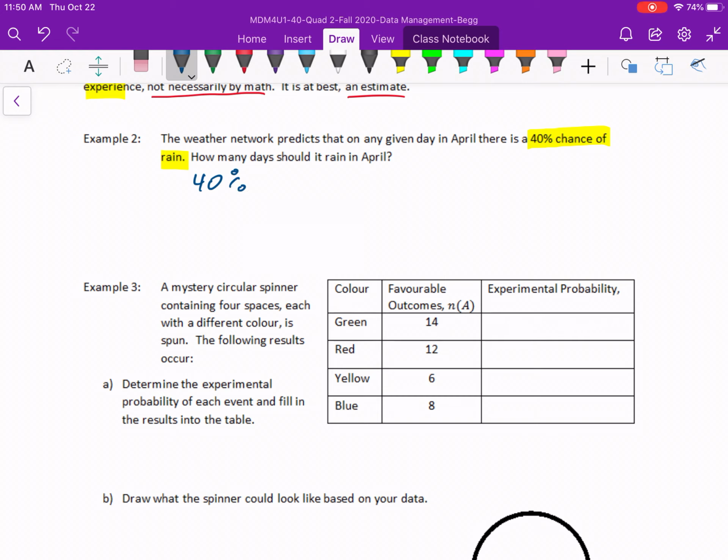We would expect, if it's 40% per day, a 40% chance on one day, 40% chance on another. We'd expect overall it to rain 40% of the days. And there's 30 days in April. So 40% of 30 days would be, change that 40% to a decimal, because whenever we're working with percents or probabilities, we need to have them as a decimal or a fraction. Percents are good for understanding, for helping us visualize it, but we need to change it to a decimal whenever we do math calculations. So 0.4 times 30 is 12. We'd expect it to rain about 12 days in April.